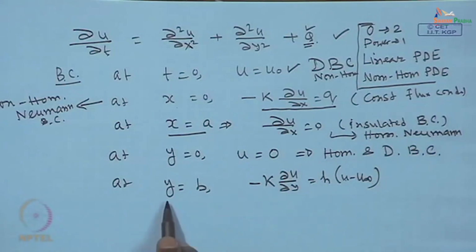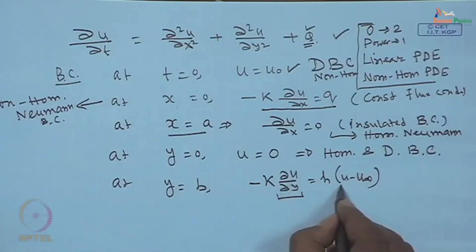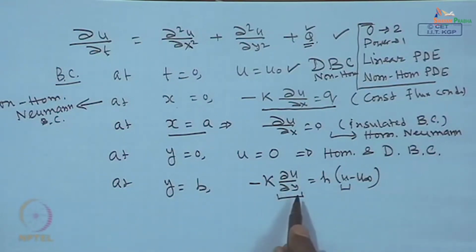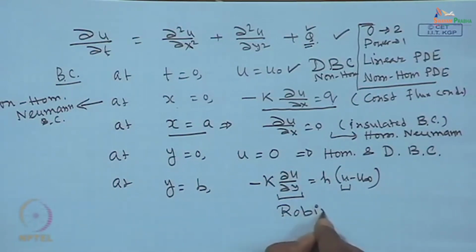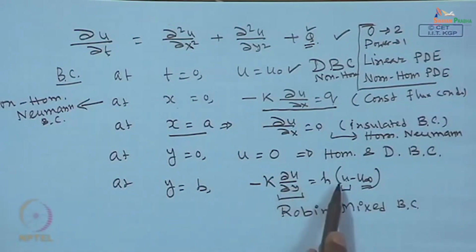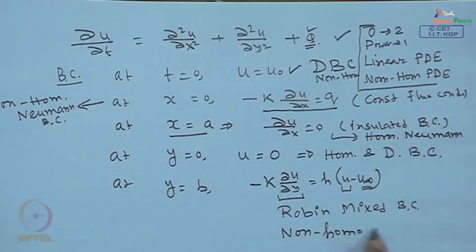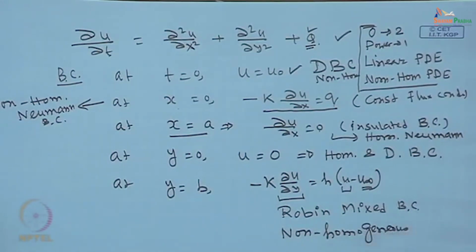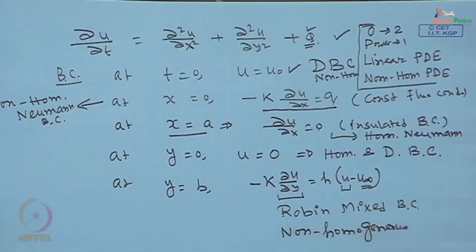On the other hand, in the last boundary condition at y is equal to b, both the derivative of the dependent variable and the dependent variable are connected by a simple algebraic equation. They appear in the same boundary condition. So, it is a Robin mixed boundary condition, and there is a term which does not contain the dependent variable or its derivative. So, this is a non-homogeneous Robin mixed boundary condition.